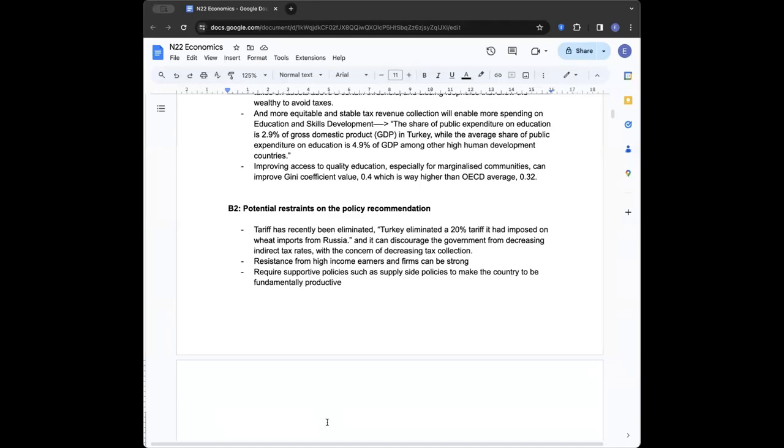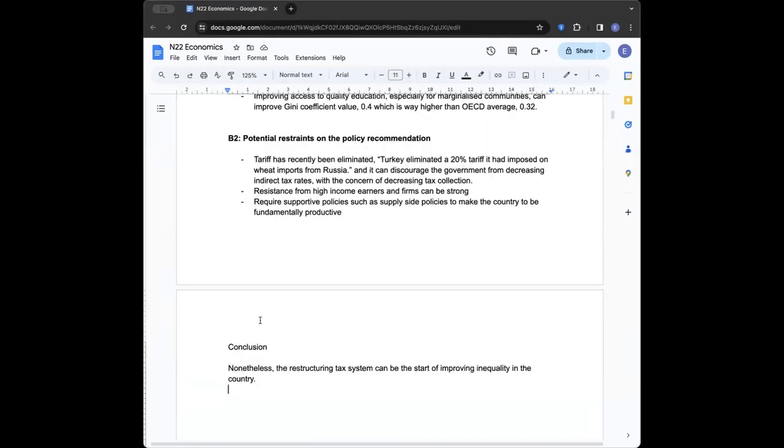Also, my policy requires other supportive policies to make a viable impact, such as supply-side policies. Otherwise, it's difficult to achieve fundamental improvement on inequality in this country. In conclusion, nevertheless, I still recommend the policy, since restructuring the tax system can be a great starting point for improving inequality in this country.